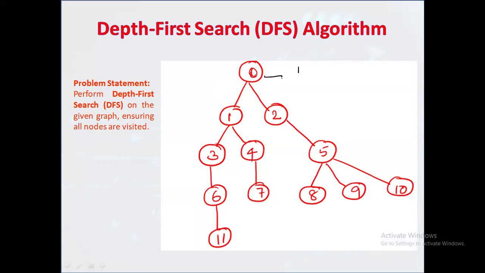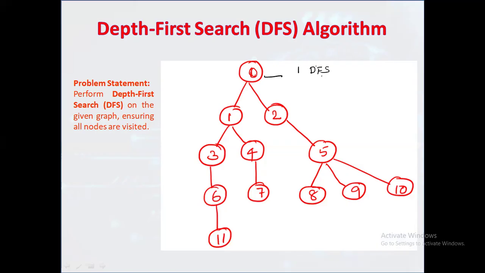This is the first step: start with 0. The algorithm begins by placing node 0 on the stack and visiting it. So 0 is put into the stack and we consider this node as visited. This is the starting point of the DFS algorithm, that is the depth first search algorithm.